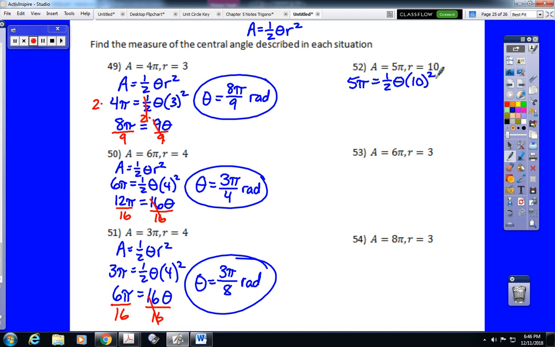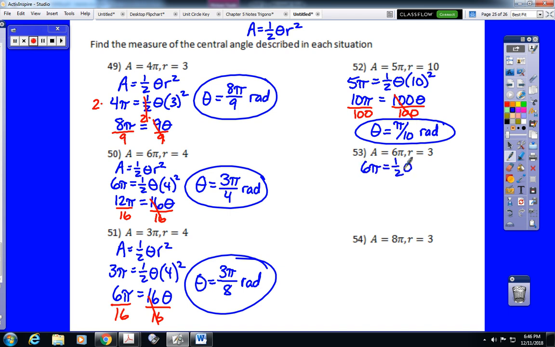Again, we're doing A equals 1/2 theta r squared. Multiply each side by 2, so 10 pi. And do the squared, which would be 100. Divide by 100. And reduce. Theta equals pi over 10 radians. 6 pi equals 1/2 theta times r squared, which would be 3 squared. Multiply each side by 2. Would give us 12 pi equals 9 theta, because 3 squared is 9. Divide by 9 and reduce. Theta equals 4 pi over 3 radians.